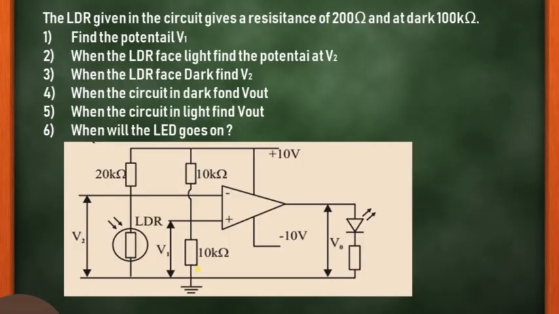Right. The LDR given in the circuit gives a resistance of 200 ohms in light and 100 kilo ohms at dark. Find the potential at V1. When the LDR faces light, find the potential at V2. When the LDR faces dark, find V2. When the circuit is in dark, find V out. When the circuit is in light, find V out. When will the LED go on?